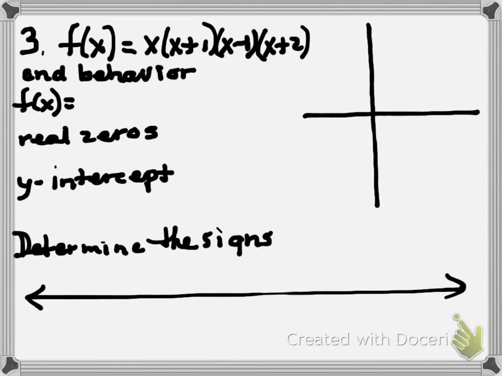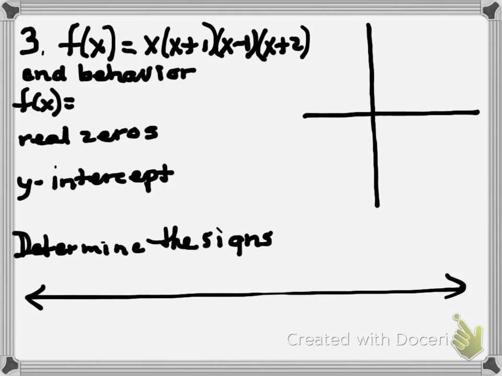Okay, so for the third problem, I have f of x equals x times (x plus 1) times (x minus 1) times (x plus 2). So I'm going to expand just like I did the last problem so that I have a full equation expanded out. This is nice for getting our real zeros, but I want to be able to expand this.